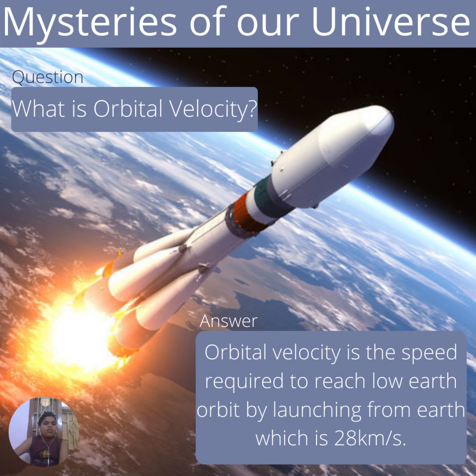Let's talk about orbital velocity. Orbital velocity is the velocity gained by orbital rockets to get into low Earth orbit. It is 28 kilometers per second. Some famous examples are PSLV, Falcon 9, Electron, Proton, Soyuz, Long March 5, etc.